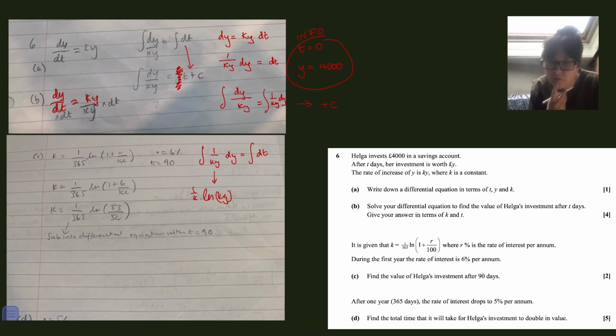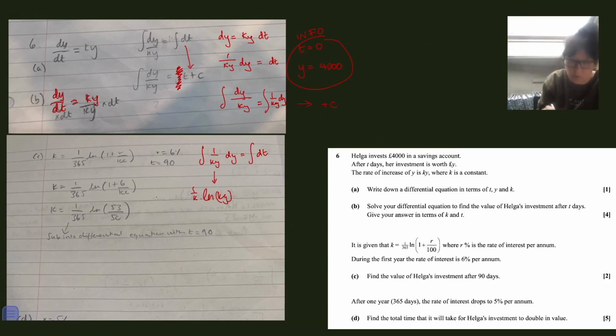During the first year, the rate of interest is 6%. Now the rate of interest is dy by dt. You know that because you wrote it here. You translated it here. The rate of interest, the rate of increase of y. Y is the investment, dy by dt is the rate of increase of the value of the investment. Okay, so they're telling you that dy by dt is 6.